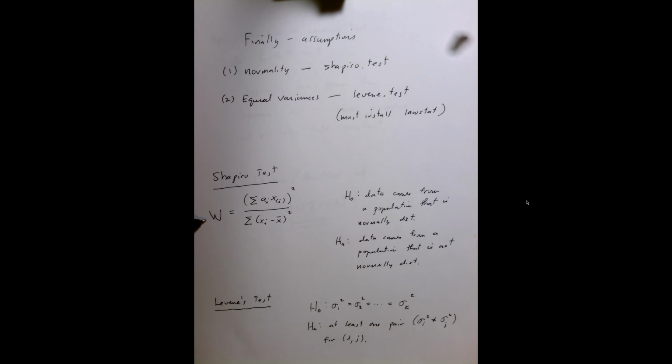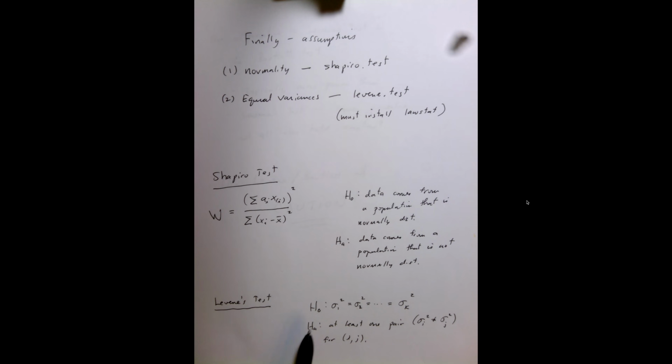Okay, finally the assumptions, the normality assumptions. What we typically do with the normality assumption, and I'll demonstrate this in the next video, is we run what's called a Shapiro test. And to examine the equal variance assumption, we use what's called a Levene test. The Shapiro test has this test statistic. The null hypothesis is the data comes from a population that is normally distributed versus data comes from a population that is not normally distributed.